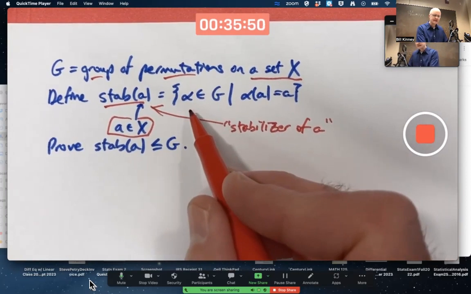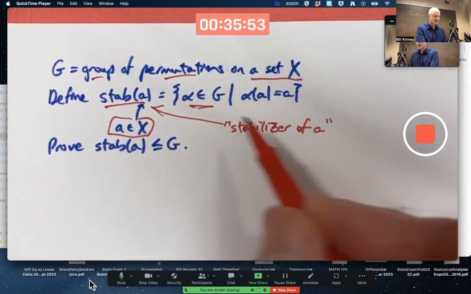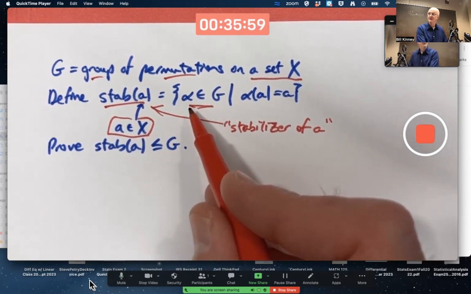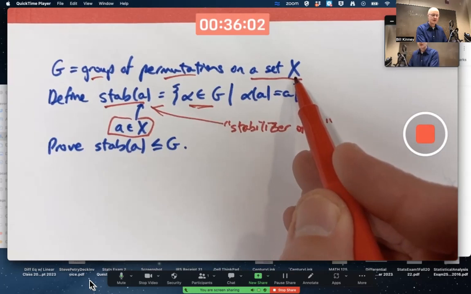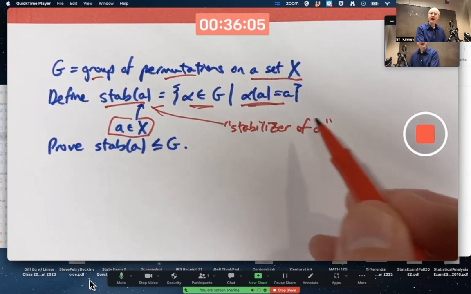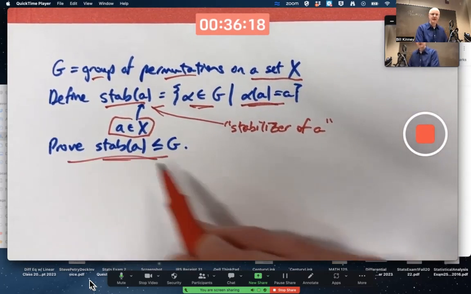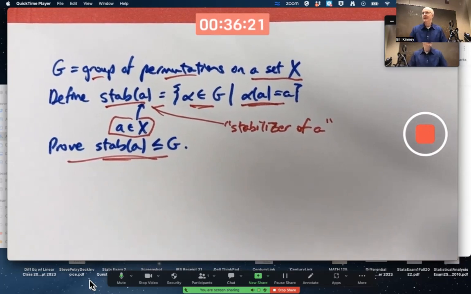The stabilizer, though, is a subset of G. It's the collection of elements alpha of G. Alpha is a permutation of X, a one-to-one and onto function from X to itself, satisfying the property that alpha maps A to itself. It stabilizes A, keeps it fixed. A, but not necessarily other elements in X. Prove the stabilizer of A is a subgroup of G. Evidently, we can create one stabilizer for each element of X. There could be infinitely many different stabilizers, that are infinitely many different subgroups of G, if X happens to be an infinite set. How do you prove this?